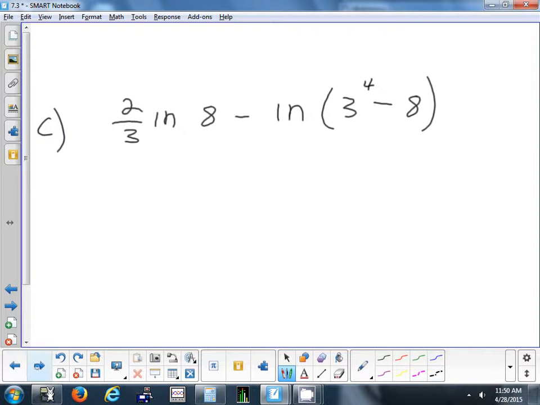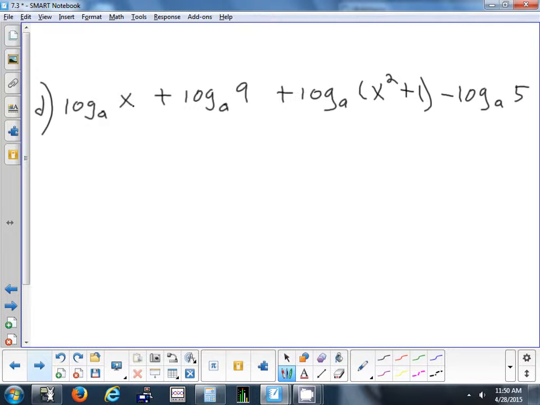Let's go to this one. Yeah, this one looks like it could be really awful, right? 4 different logs, you'll have to recombine them. I bet we can do this whole thing in one step. When you recombine it into one log, what's going to be your base? A. It's going to stay the same. Now look at the first 3 terms. Something plus something plus something. When you have plus, how does that mean they would recombine? Multiply. We have an x, we have a 9, and we have an x squared plus 1.